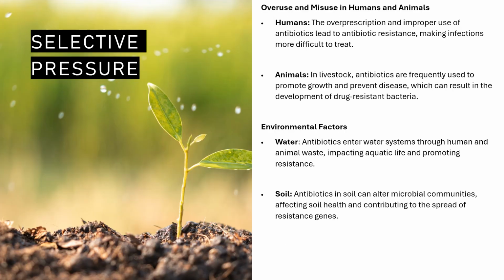Overuse and misuse in humans and animals. Humans are obviously a primary cause of antibiotic resistance through overprescription and improper use of antibiotics, which then leads to resistance and makes infections more difficult to treat. The addition of antibiotics in livestock, which are typically used to promote growth and prevent disease in the livestock, allows the spread of drug-resistant bacteria.